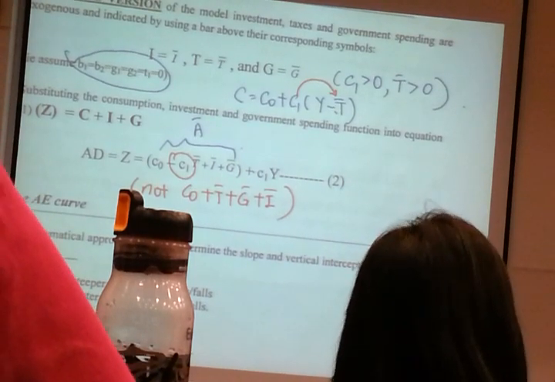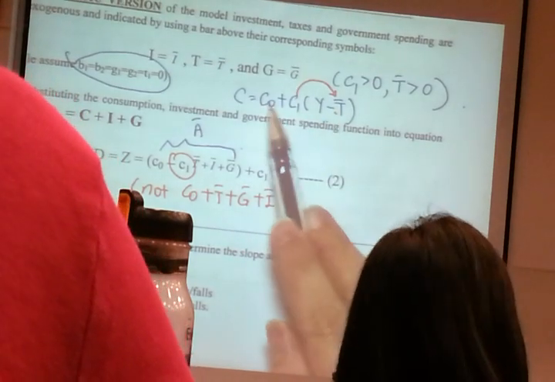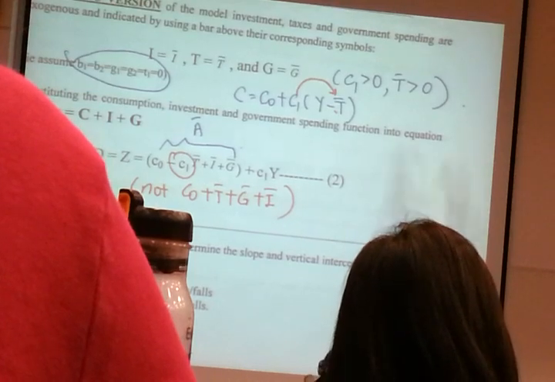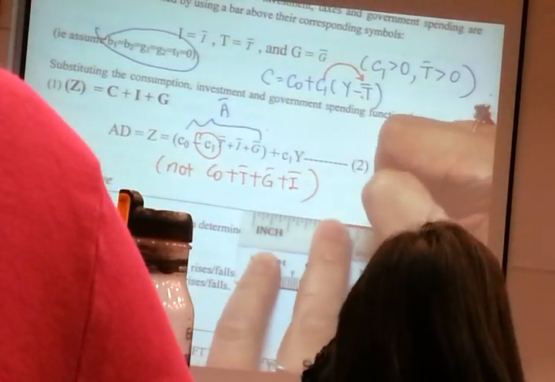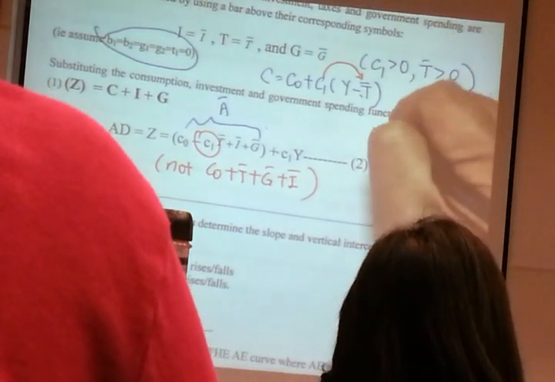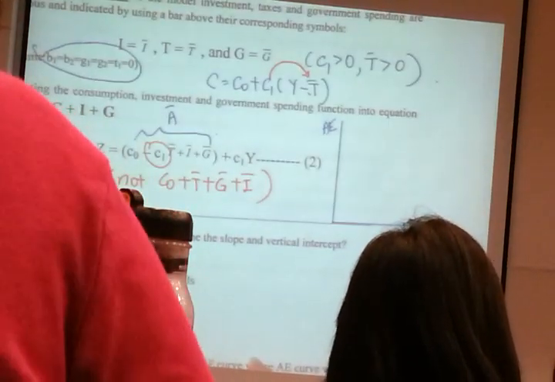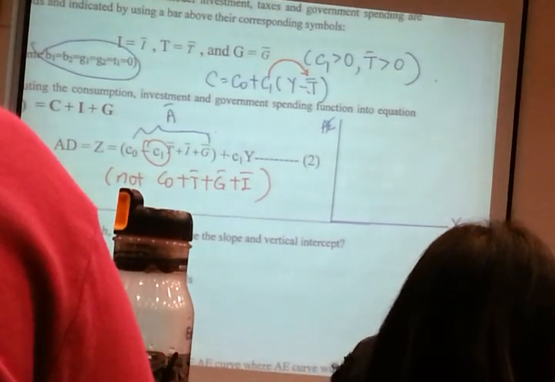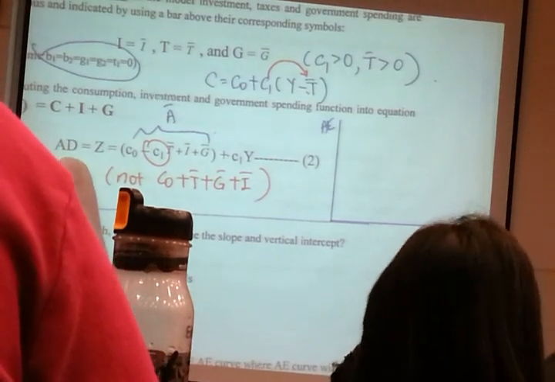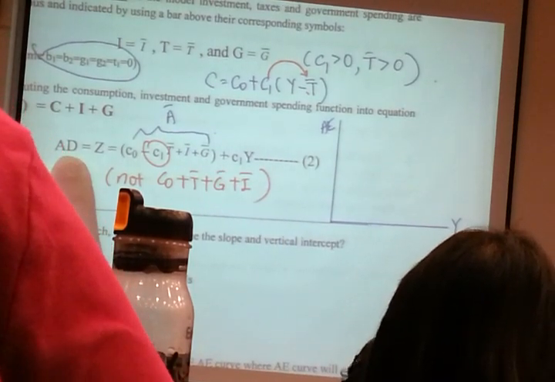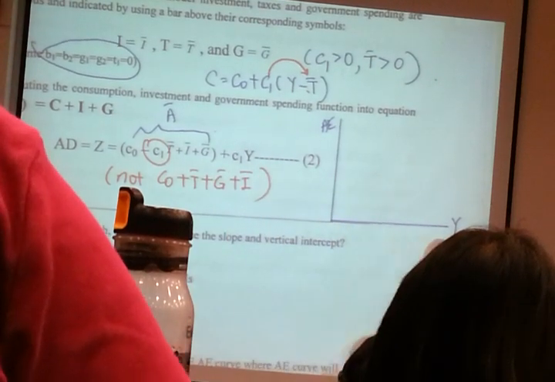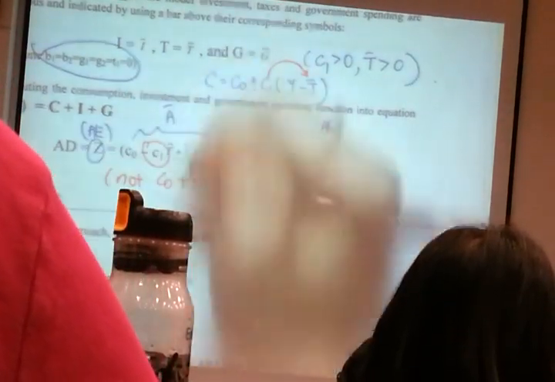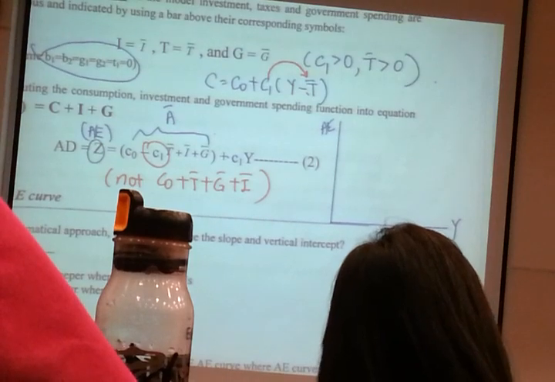Then you are left with your C1Y. Remember, look at your consumption function. There is still a C1Y. Don't drop it. So in other words, if you want to draw the AE curve, with AE on the vertical axis, income and output on the horizontal axis, we can see how AE or AD changes. It's not fixed. Every time income goes up, you will expect your AD, which is your Z, known as your AE, to change accordingly.